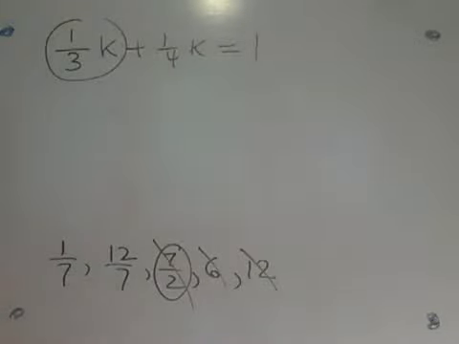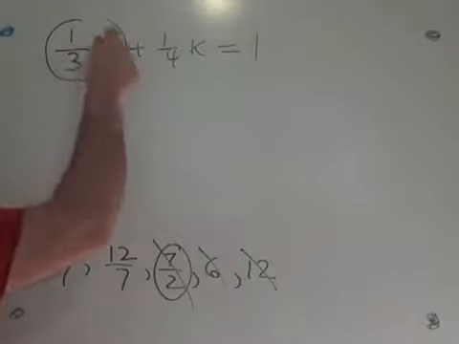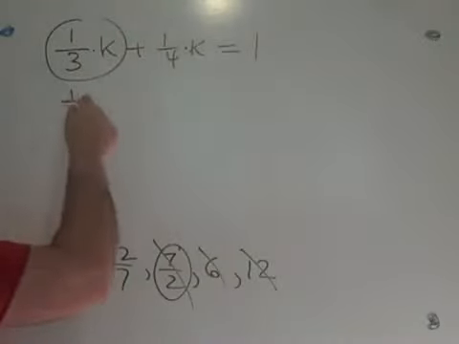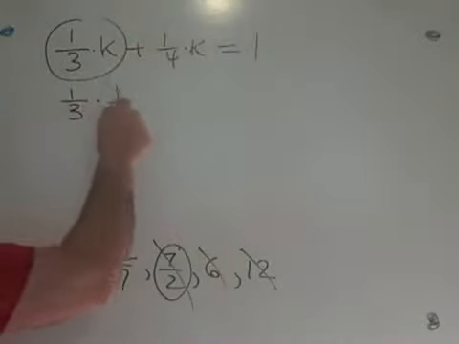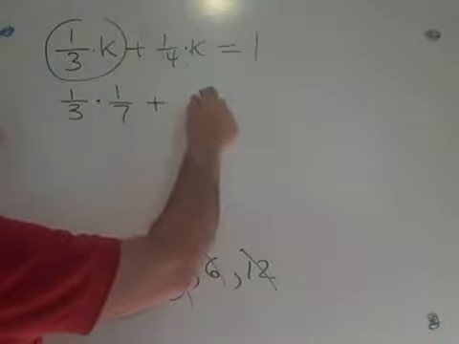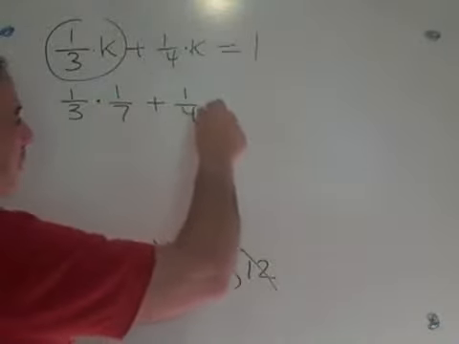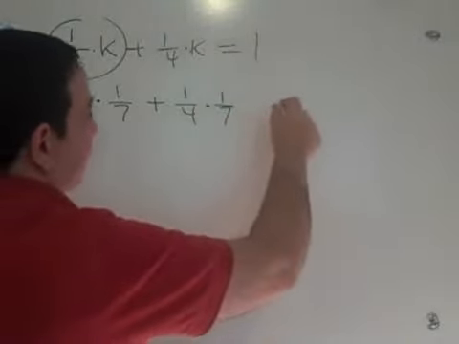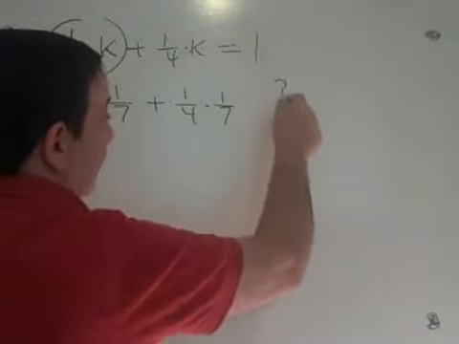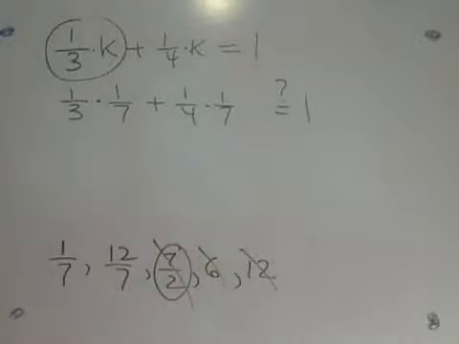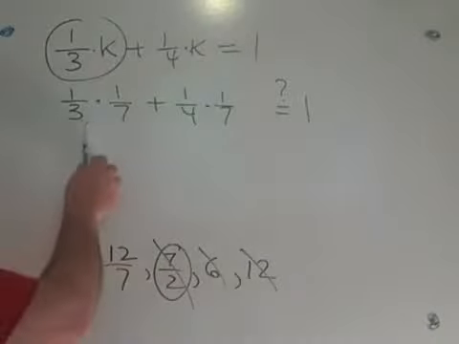Let's try 1/7. Remember, this is multiplication. 1/3 times 1/7 plus 1/4 times 1/7. Does this equal 1? Because if it does, we're done. Now, in adding fractions, we'd like the denominators to be the same. Whether I know what 3 times 7 is or what 4 times 7 is doesn't matter. These are not the same.